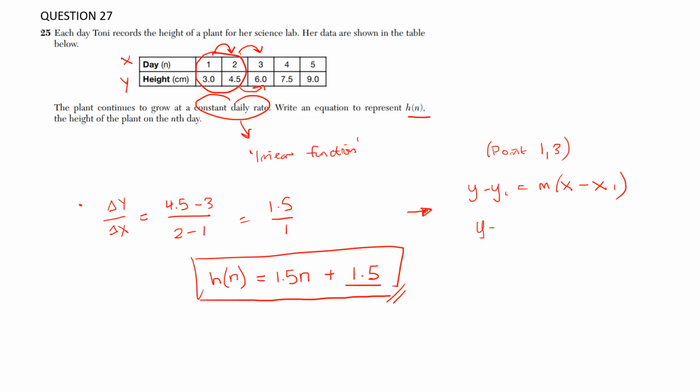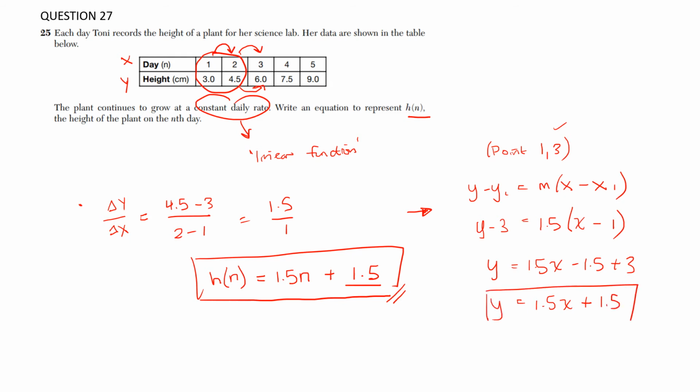So we have y minus 3, that's y1, equals the slope, which is 1.5, which we calculated before, times x minus 1. If you work this out, we get 1.5x minus 1.5 plus 3, and you will get the same answer of 1.5x plus 1.5 as your final answer. To be consistent, probably should call this h of n, and call this n. These are matching.